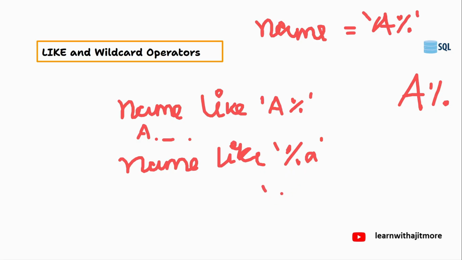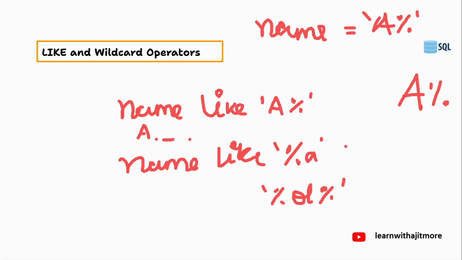Suppose I write percent OL percent. Is it checking for the substring OL, like Amol, Dolly? Many names can be there in which OL is there. So it is just checking whether OL is present or not: before O anything, after L anything.